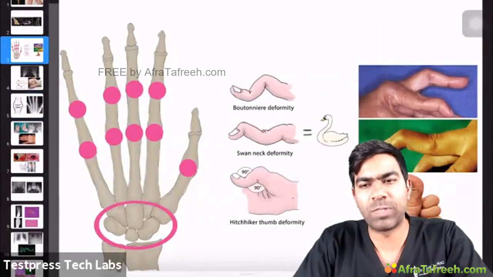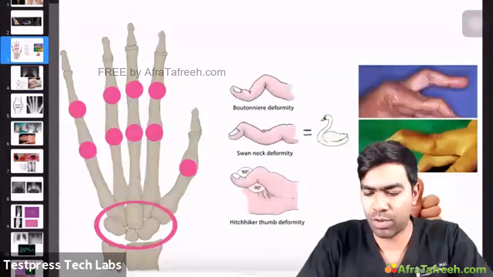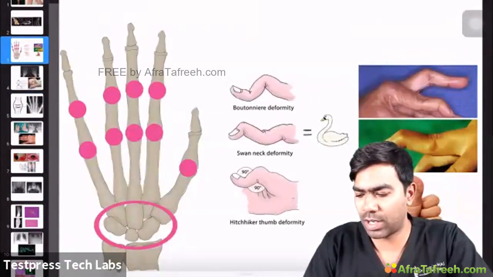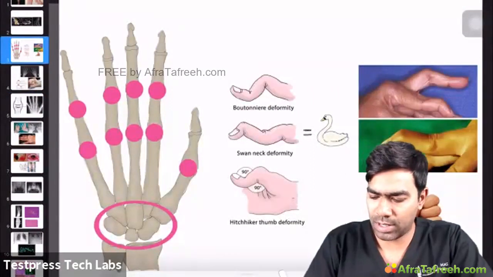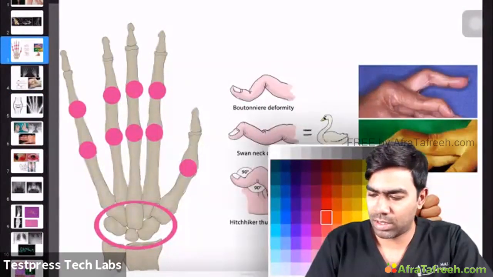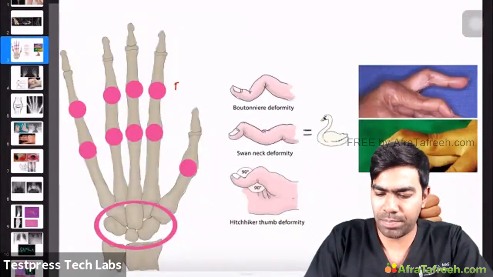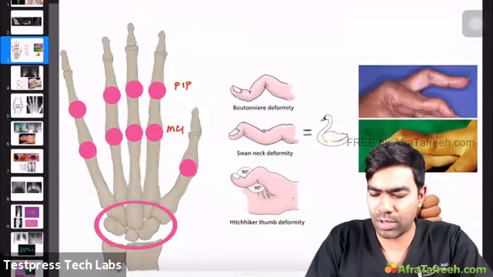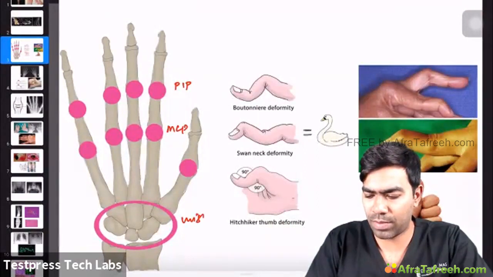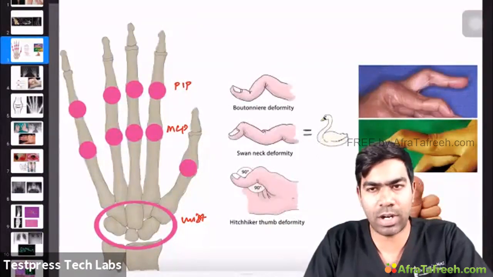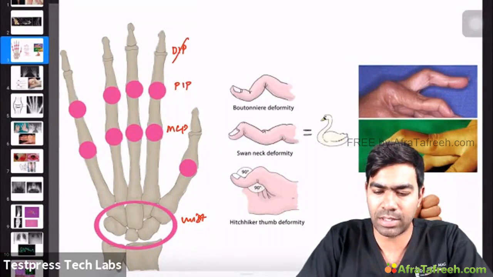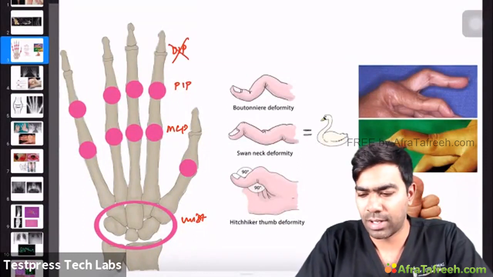First one is going to be the classic boutonniere deformity, and whatever I showed you are classic rheumatoid distribution. Like here you can see the PIP joint involvement, MCP joint involvement, and you have the wrist joint involvement. Very classic of rheumatoid arthritis. This is the rheumatoid distribution, and DIP is typically spared in rheumatoid arthritis. And you can see the boutonniere deformity over here.